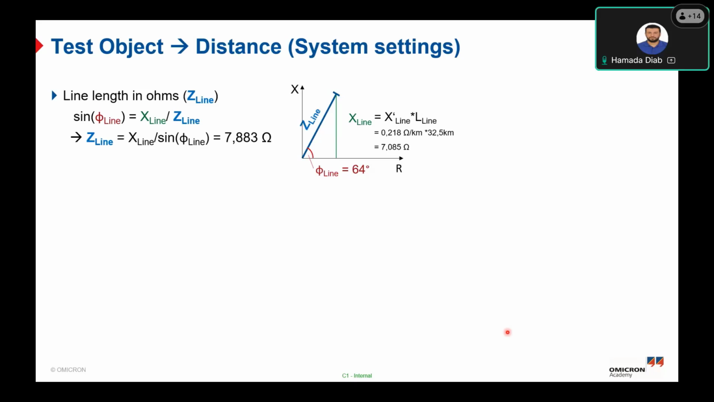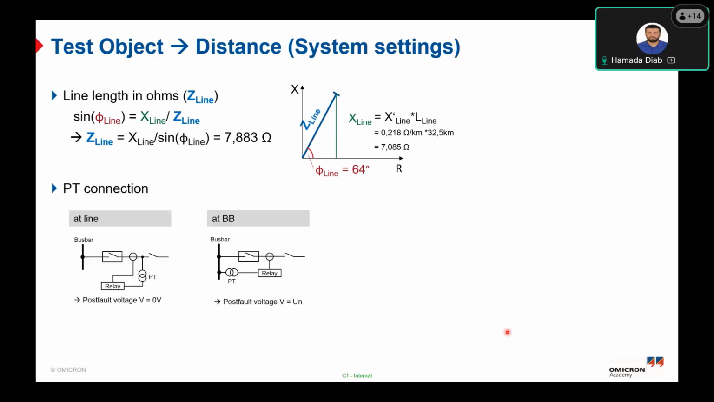Okay, so in some relays like the Siemens relay, the line impedance is represented as X line in ohm per kilometer. So to calculate the total impedance of the line, you have to use these mathematical formulas to be able to define and calculate the total line impedance.